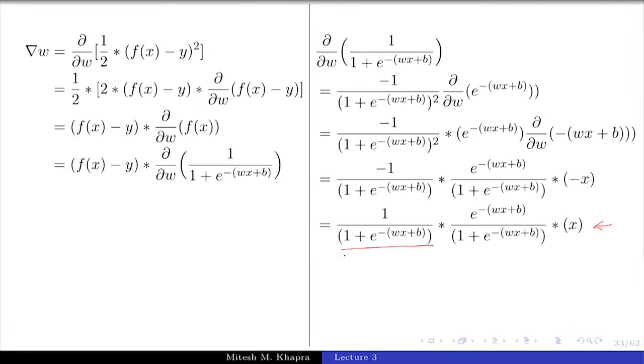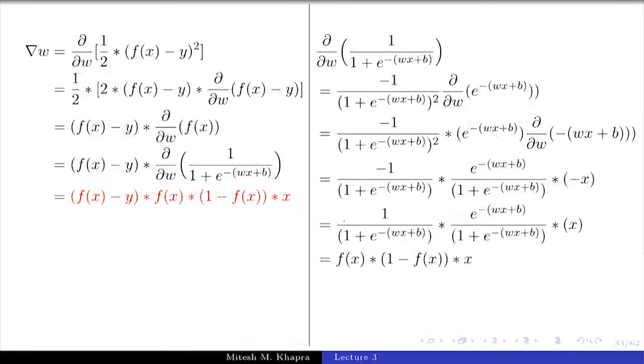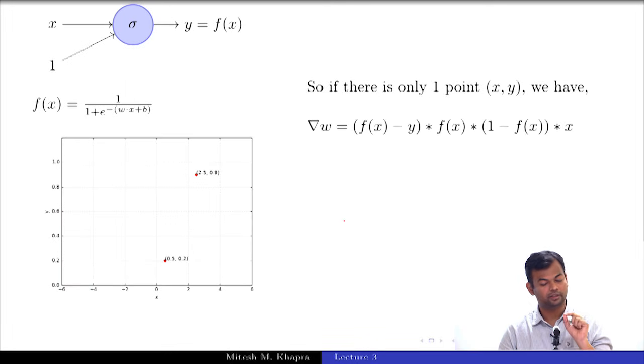Now what is this actually? f of x. What is this? This is actually 1 minus f of x. Just take my word for it for now. You can go home and work it out, right? If you do 1 minus this and do some trickery, you will get to this quantity. So what you get is a very simple formula, f of x into 1 minus f of x into x. So I'm going to substitute back here. Now I exactly know what the partial derivative with respect to w is. Okay, fine. So if there is only one point, then this is what the partial derivative of the loss function with respect to w is going to be, right?